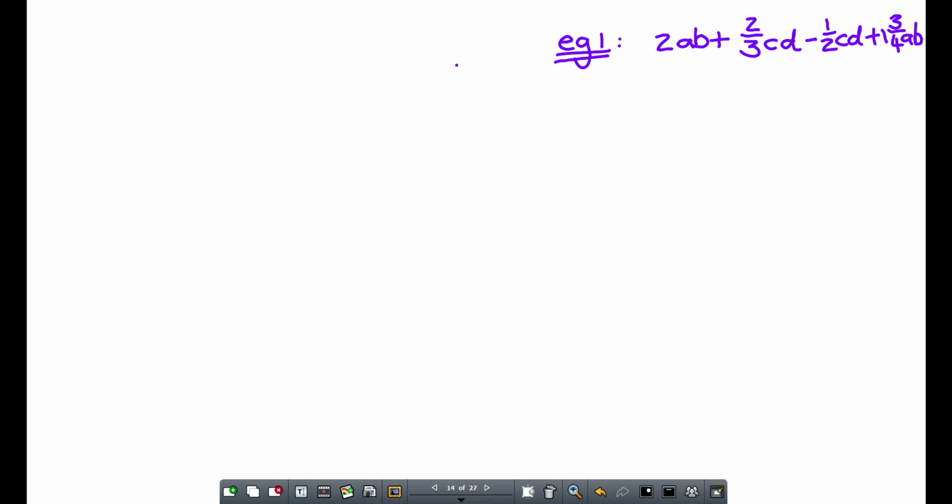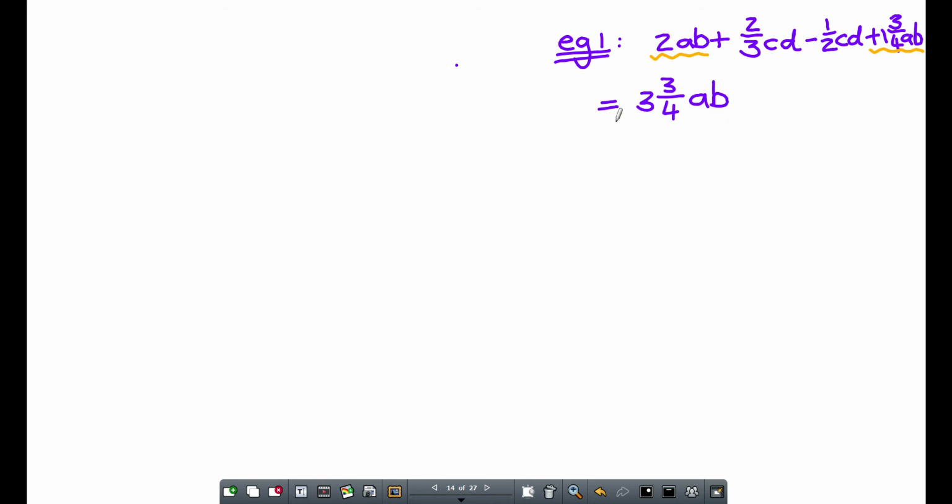Okay, now, first things first. Because it is adding and subtracting, what must I look for? Like terms. Okay, now which one of these are like terms? 2AB and 1 3/4 AB. So if I were to add those, I'm going to get 3 3/4, and very important, the unknown stays AB.